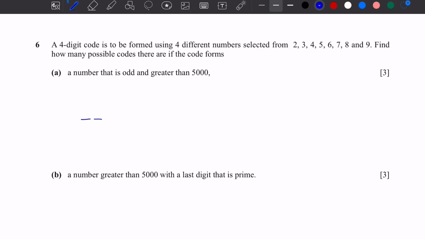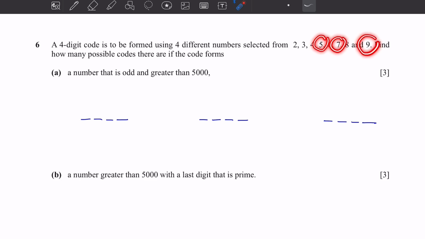So from this, we can actually separate it into 3 different situations. So we have 4 digits. Because it's odd and greater than 5,000, if we choose 5, 7, and 9 as our last digit, it's a bit hard to know which one we need to put in the first number. And that's why we need to separate it into 3 situations.